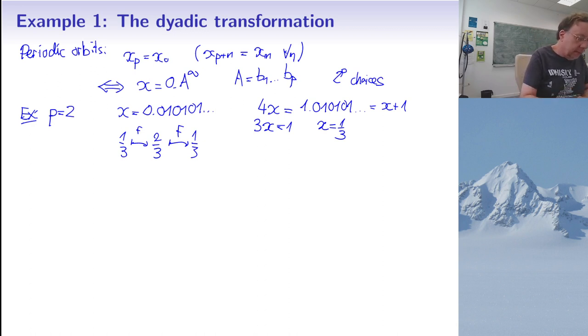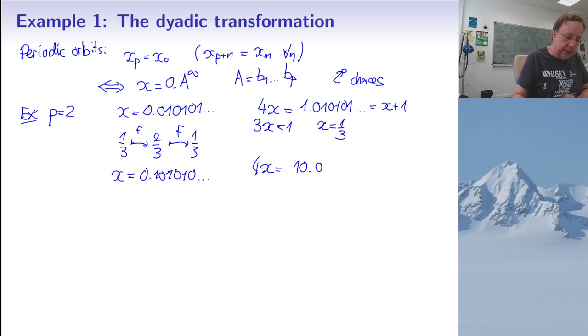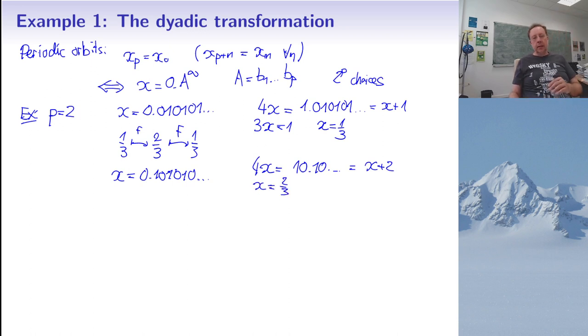Now, the other possible orbit of period 2 would be x equal to 0.101010..., repeated. And in that case, you see that 4x will be 10.10... and so on. And that is x plus 2. And that gives you x is equal to 2/3. And that, you see, is just the other point of this orbit of period 2 I found before.